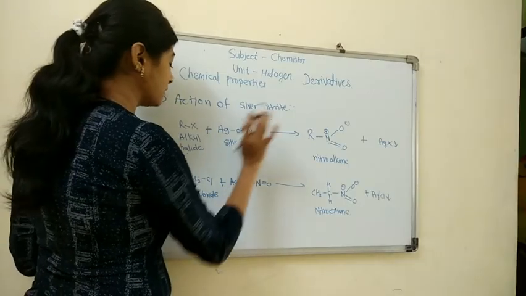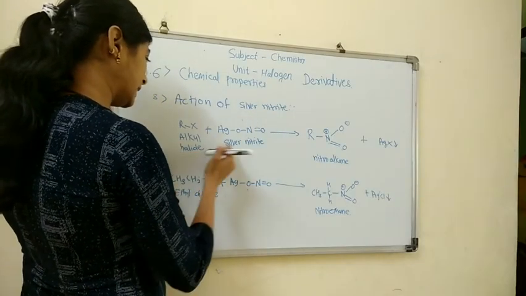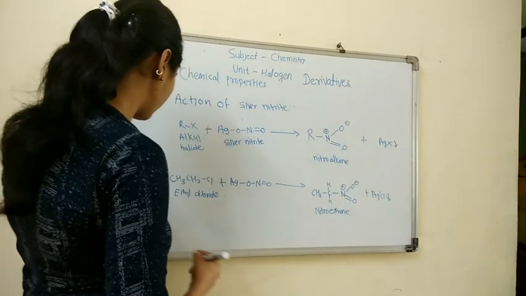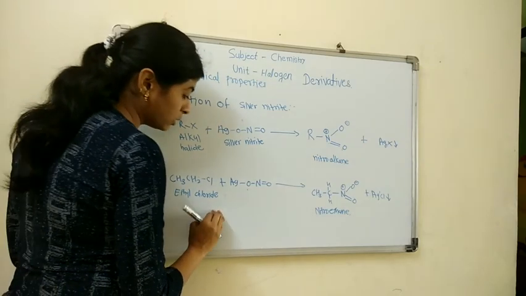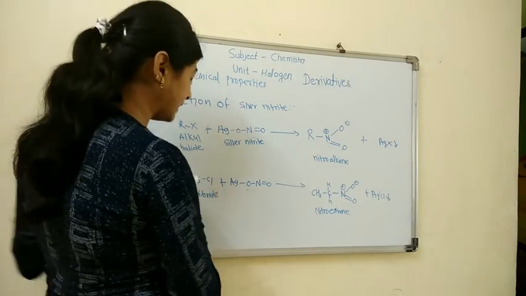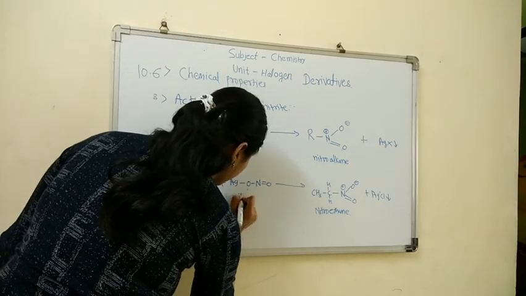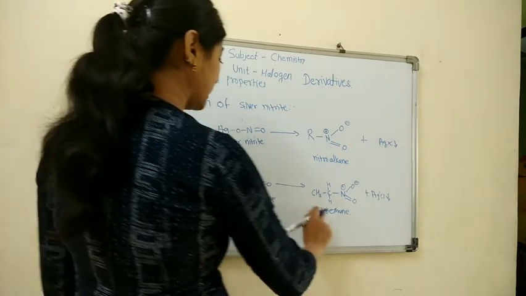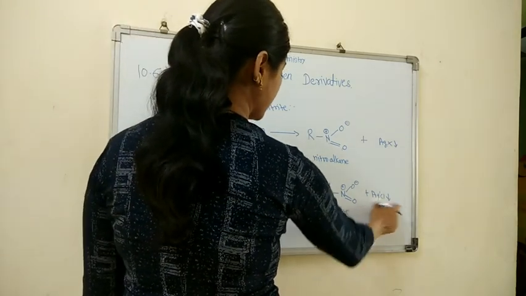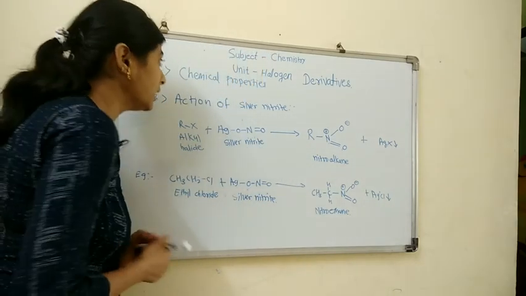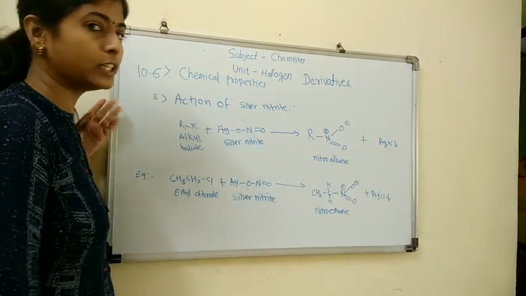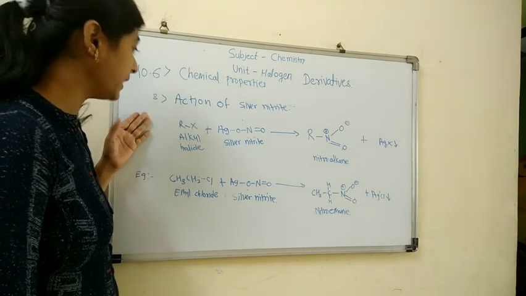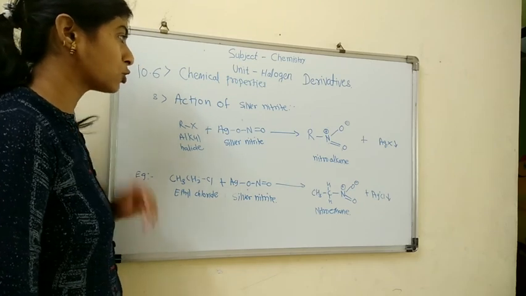Last is action of silver nitrite. When alkyl halide reacts with silver nitrite, nitroalkane is formed. For example, when ethyl chloride reacts with silver nitrite, then nitroethane is formed plus AgCl as a precipitate. So here some chemical nucleophilic substitution reactions of alkyl halide are explained. That's all for today.